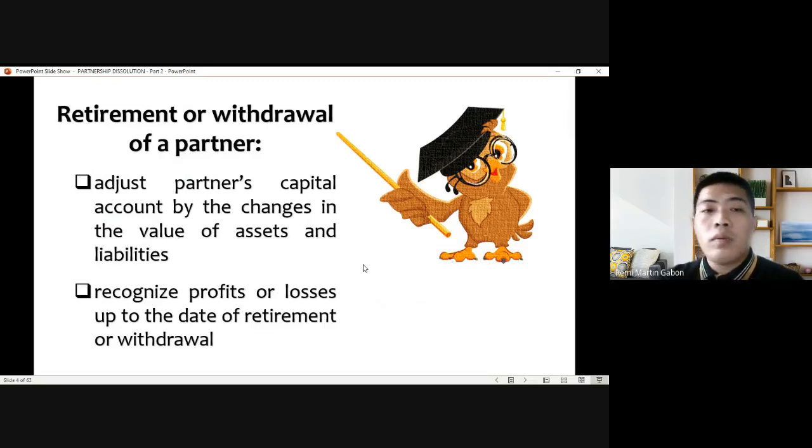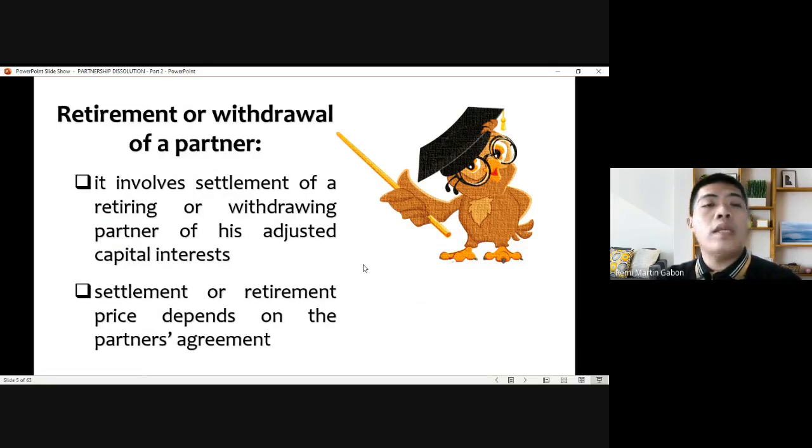Also, any profits or losses must be recognized and distributed to the partners also up to the date of the retirement. So always take note of the date of the retirement because up to that date you're going to adjust the capital balances with everything that will affect the capital account of the partners. Okay, so the changes in the value of the assets and liabilities and recognition of profit or loss up to the date of withdrawal or retirement.